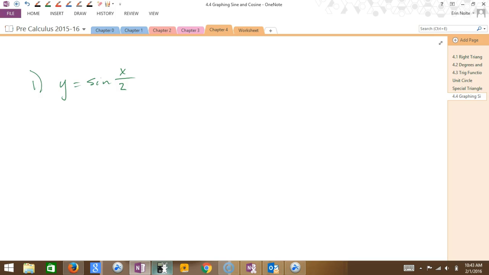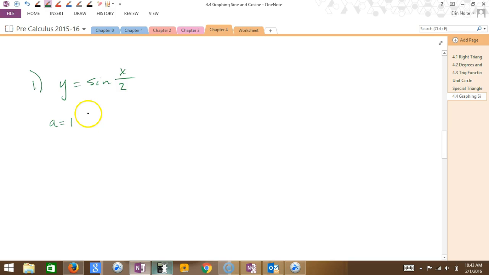We're going to do a sine of x over 2. So basically what we're going to do is we're going to go through and identify all of those important parts. So first of all, what is my amplitude? What is the value that's in front of the sine? 1. So that means my wave goes up 1 unit and down 1 unit from my midline.